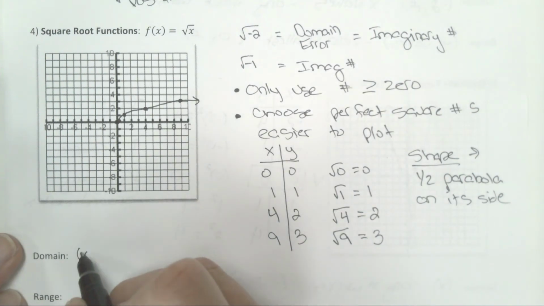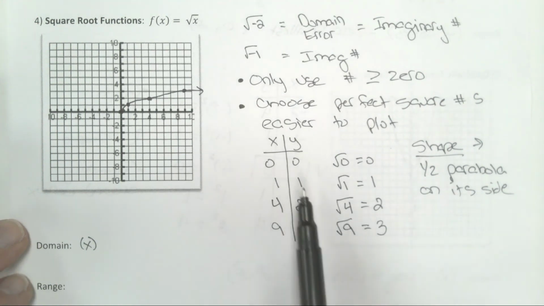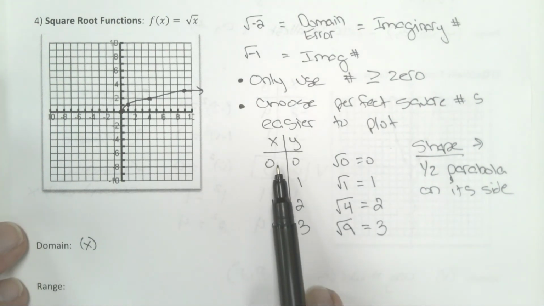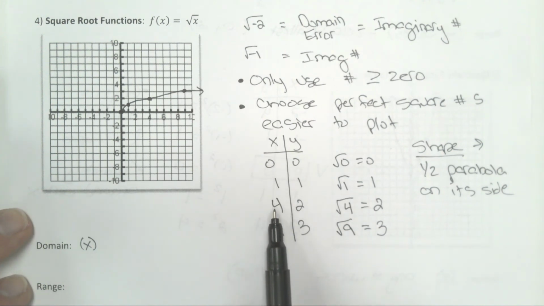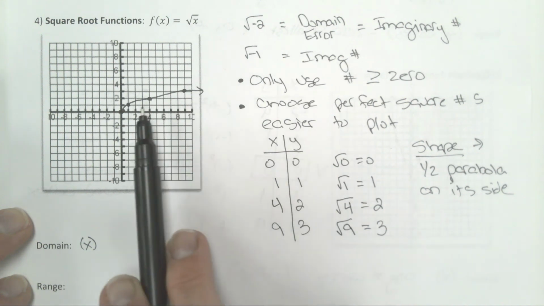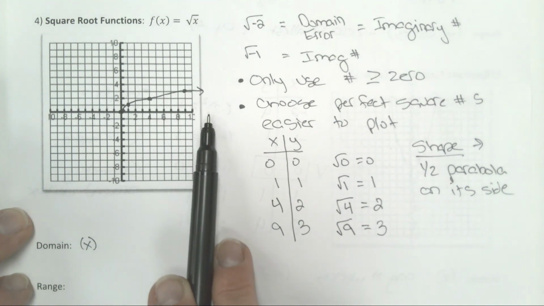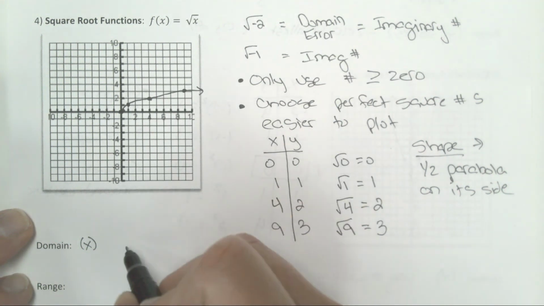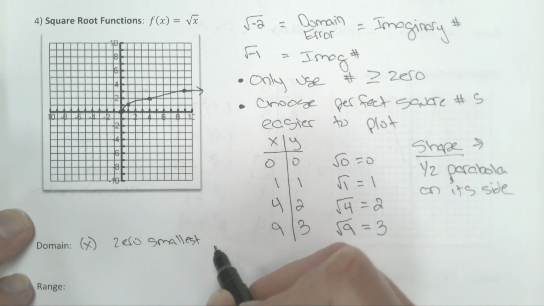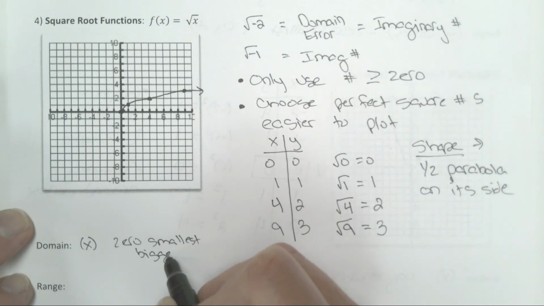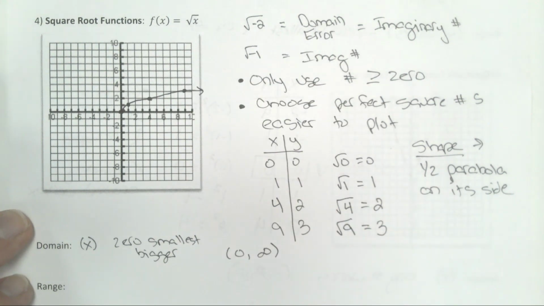All right, so what is your domain? This one is different than all of the others. So 0 was my smallest value I was allowed to use, and then they keep getting bigger and bigger and bigger. You can look at the graph and see that 0 is the smallest, and they keep growing. So this domain is from 0 to infinity.